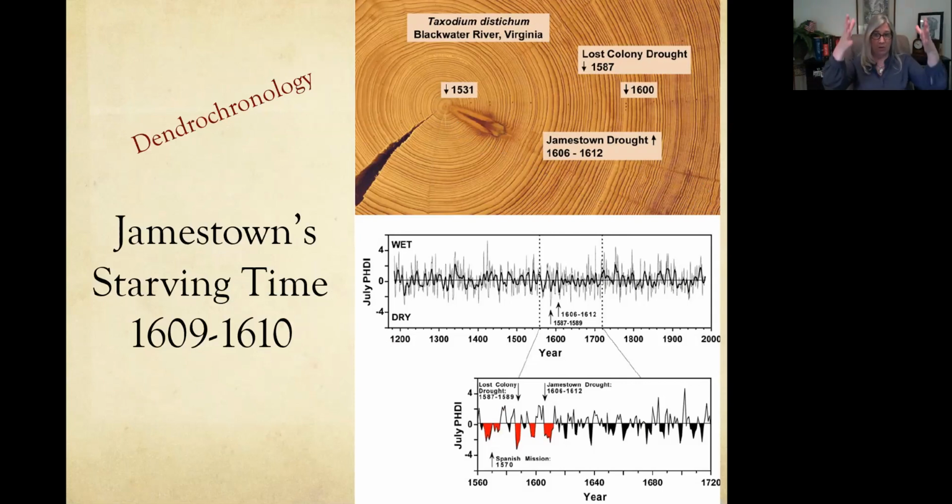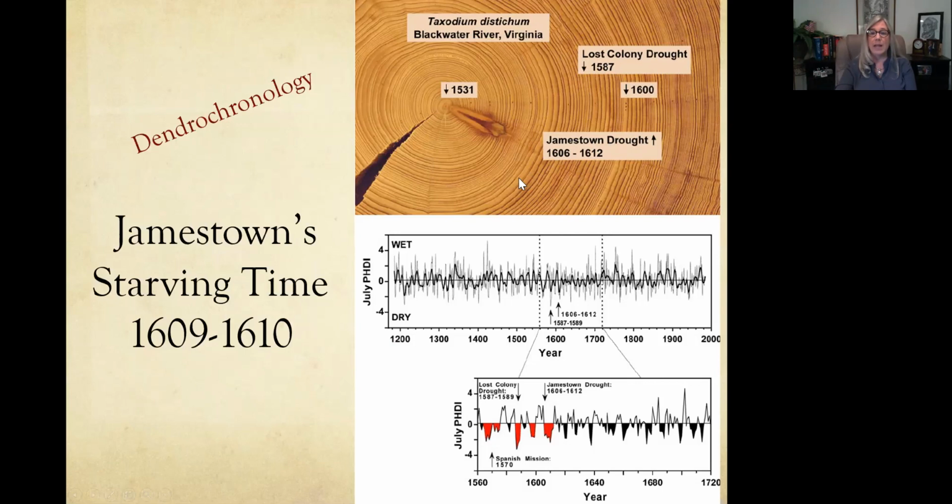Okay, so here's the tree trunk. You're able to bore a hole into the tree and pull out a plug of wood, and then you're able to look at it and count the rings. So each ring, you've got a light area and then a dark area. This is representing the growing season.